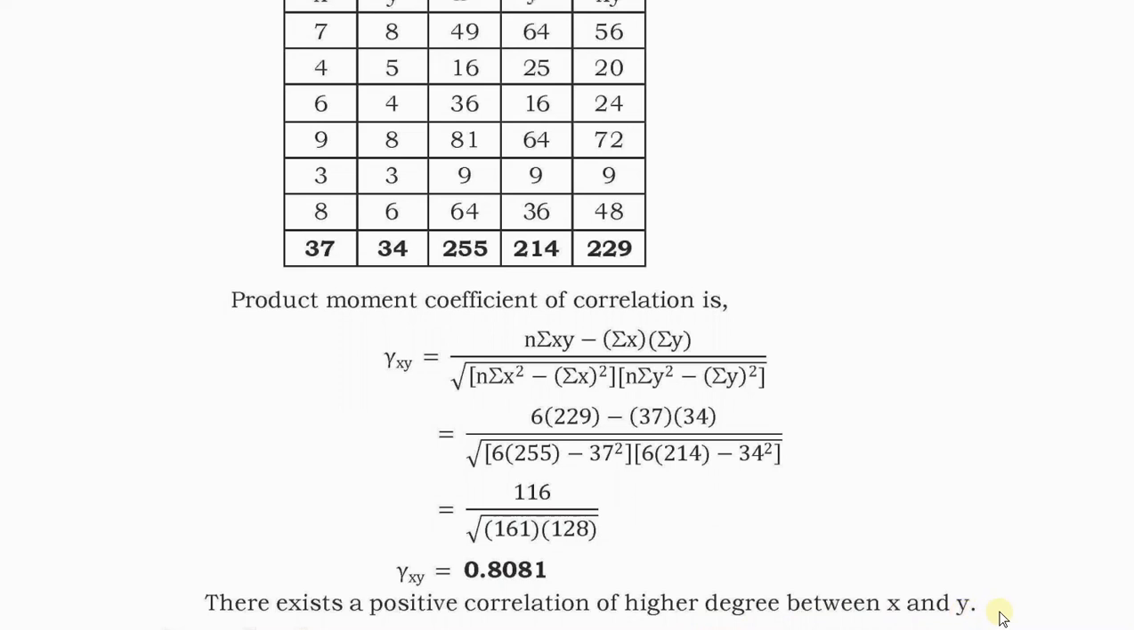So from this answer we can interpret that the correlation between x and y is a higher degree positive correlation. See, now here in the numerator part, the covariance formula, the covariance resulted into a positive number. Usually denominators are always positive. If the numerator generates a positive number, then your final result will also be a positive number only.